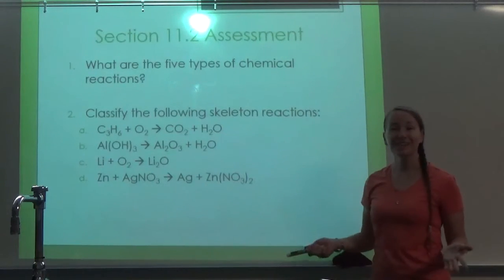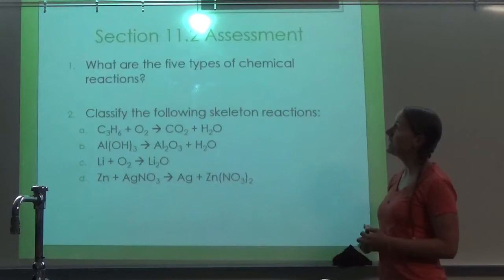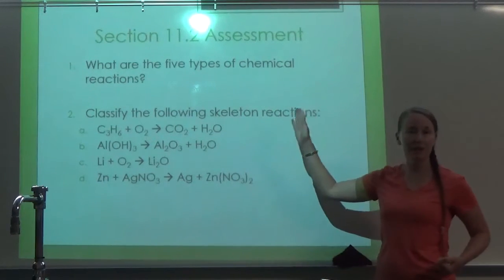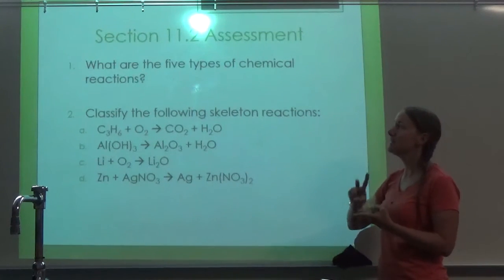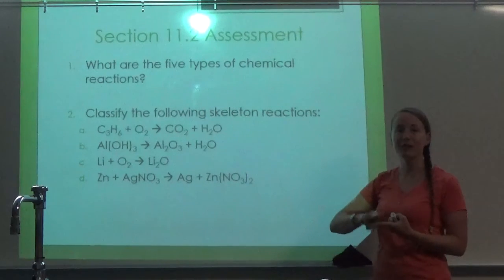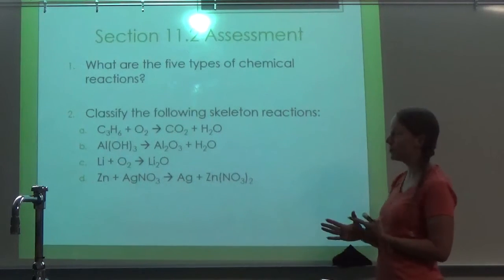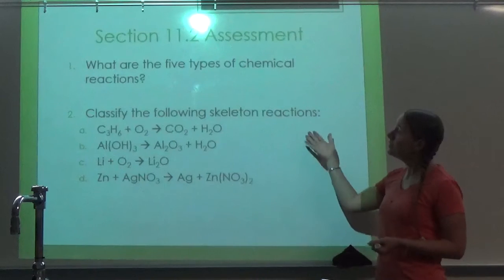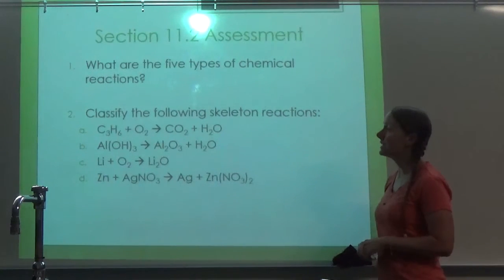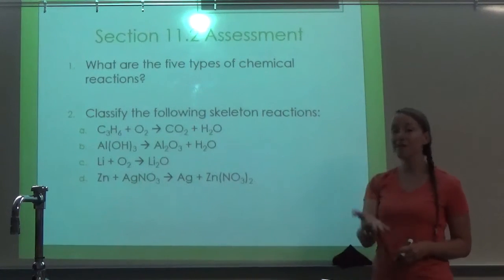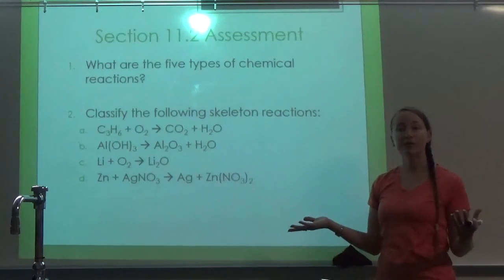All right, so let's knock out this section assessment. So what are the 5 types of chemical reactions? I'm not going to rewrite all of them, but it's synthesis, decomposition, single displacement, double displacement, and combustion. All right, number 2, it says classify the following skeleton reactions. So in this case, I gave you the reaction. You just have to say what type it is.